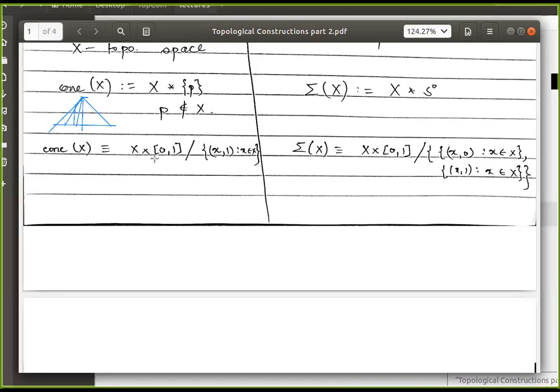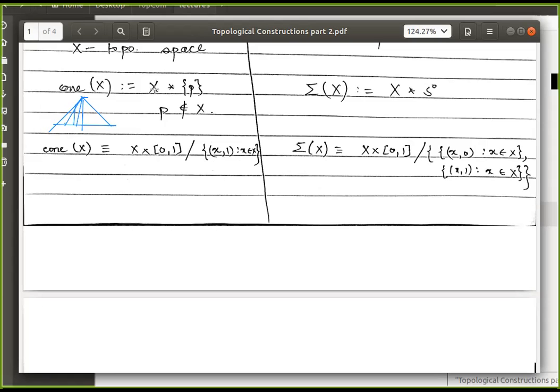And also, if you want to see it as the other definition, you can see it as x cross [0,1], and you identify the points of x at one point, either at 0 or at 1, doesn't really matter. So this is a cone over x. These definitions are equivalent, you can check.